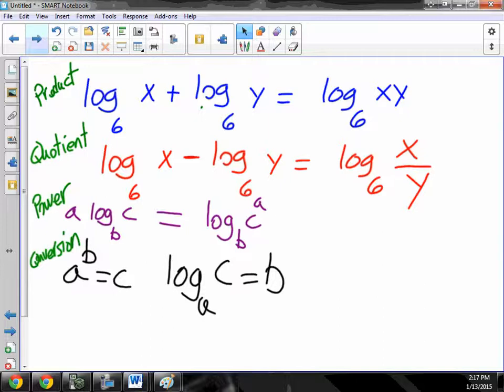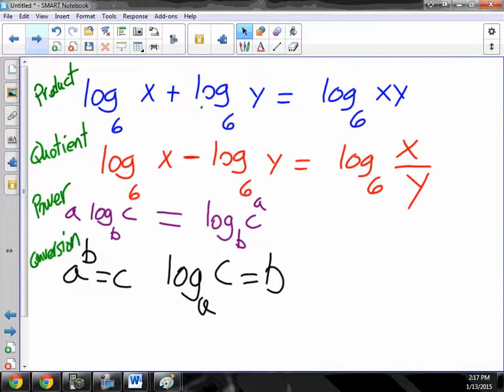So, the product rule says if you have two logarithms added together that have the same base, you can combine them into one logarithm where the numbers on the inside are multiplied together. So a positive log turns into a single logarithm where these are multiplied. That's called the product rule. Likewise, if you need to split it, you can. You could go from here to there.